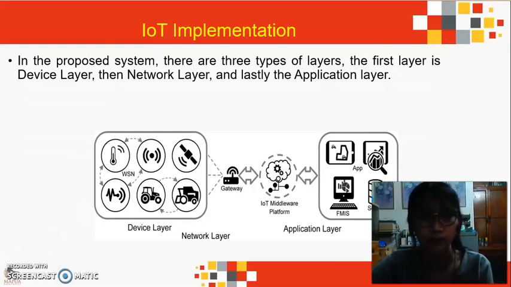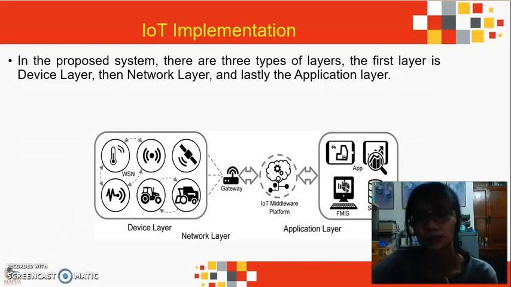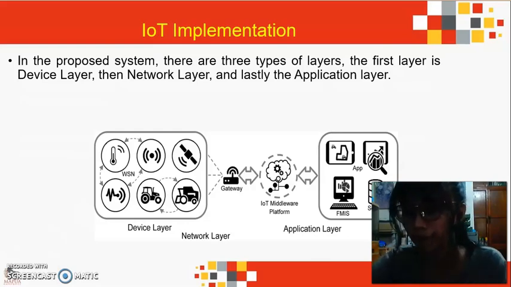Internet of Things implementation. In the proposed system, there are 3 types of layers. The first layer is the device layer, then the network layer, and lastly the application layer. The device layer consists of devices that can sense, identify, actuate, and give internet access.